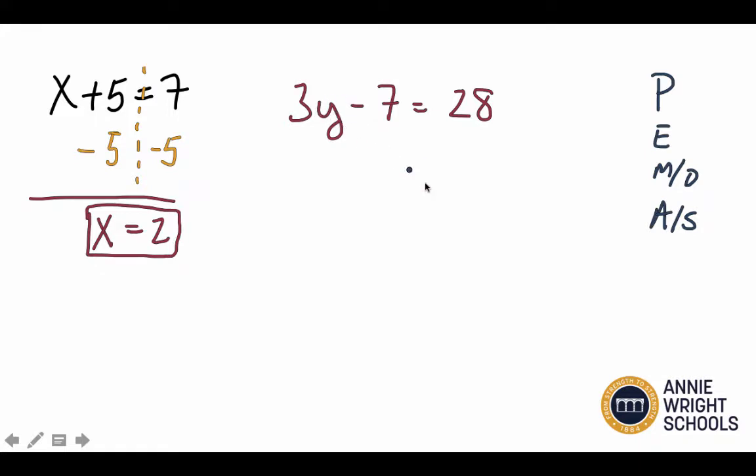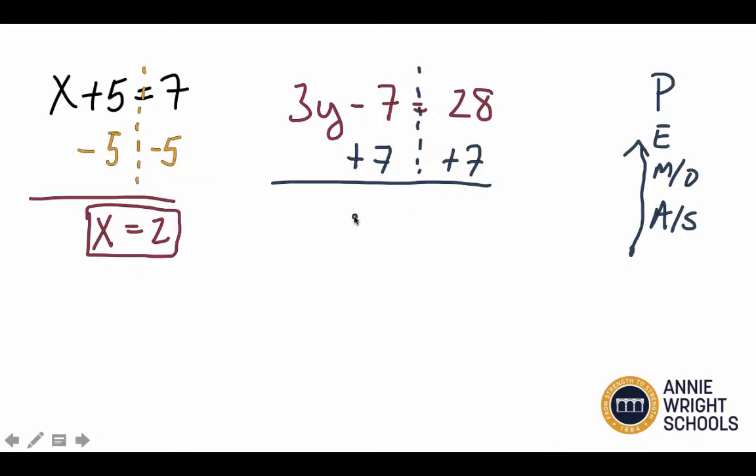To solve for y, we actually have to go in reverse order up the order of operations. So the first thing to do is get rid of subtracting 7 by adding 7 to both sides of the equation. By doing that, I isolate this 3y, and I get that 3y is equal to 28 plus 7, which is 35.